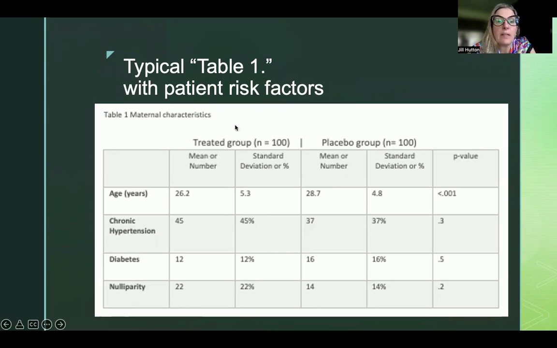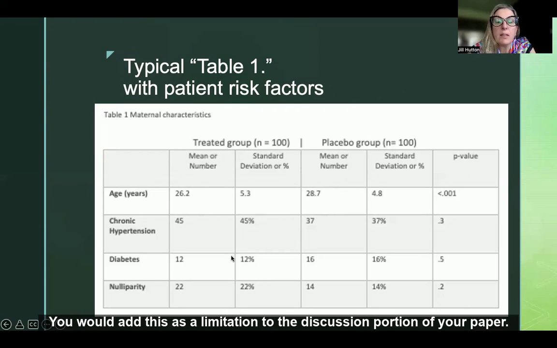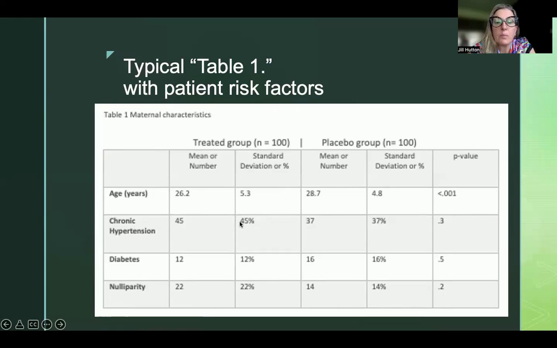And typically it's called patient characteristics, maternal characteristics. So group 1, our treated group, the age in years, the standard deviation, and the placebo group, and here's our p-value. And unfortunately, our placebo group is older, and we will have to put that in the discussion. And then going to chronic hypertension, which we just looked at with the 2x2 contingency table. Again, 45% in the treated group and 37% in the placebo group, and this was not different. And then here are some possible numbers for diabetes and nulliparity. And if you want, you can go through the 2x2 contingency calculator and check these values.